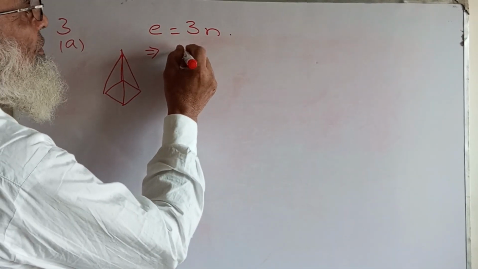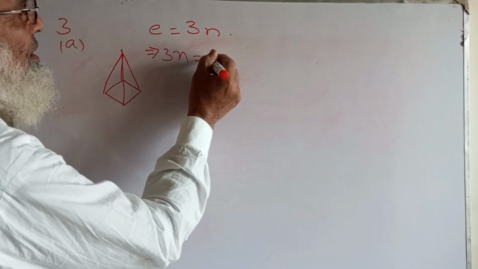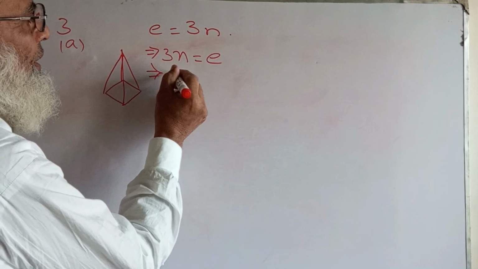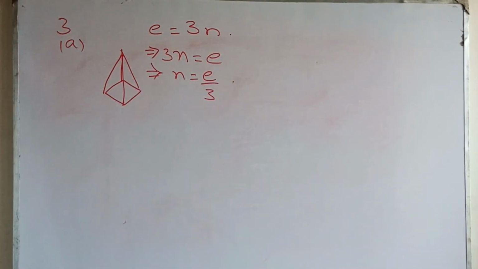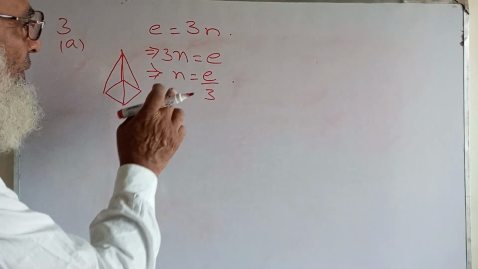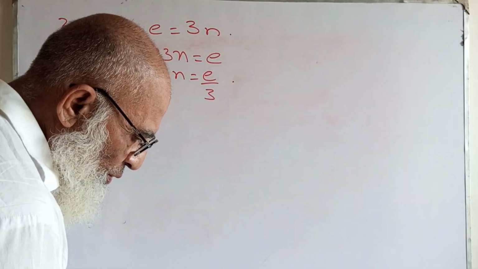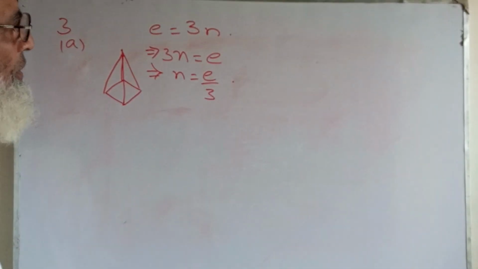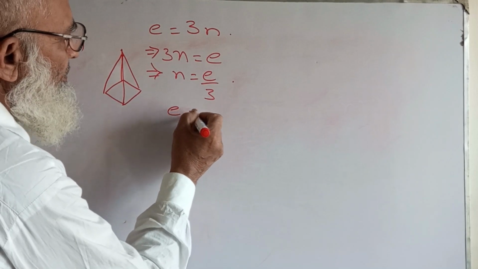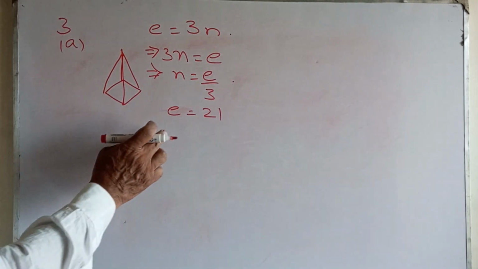We want to find n. I just swap the sides, so n is equal to E upon 3. Now this is the whole story of part A. We have to make n the subject. Now in part B, find the value of n of the prism with 21 edges. Now E is equal to 21. It is given E is equal to 21.